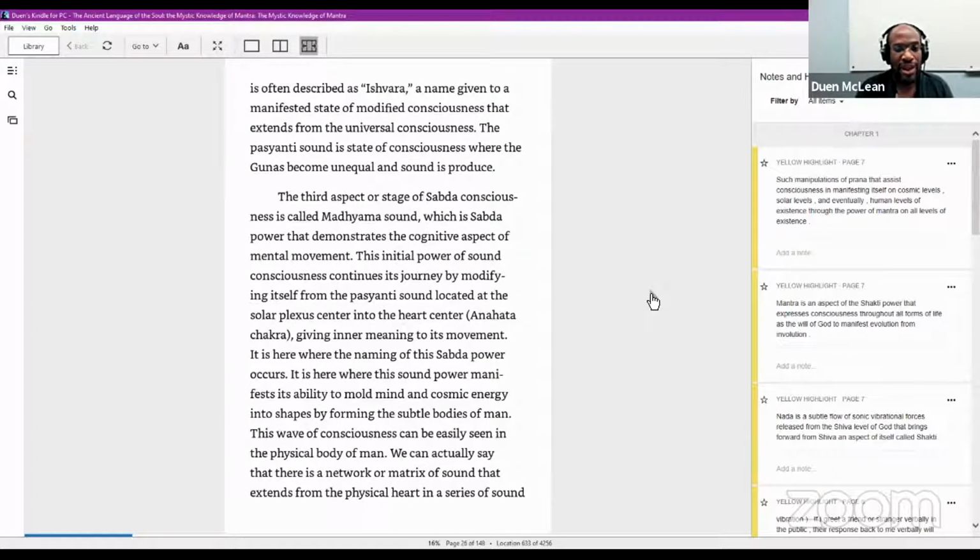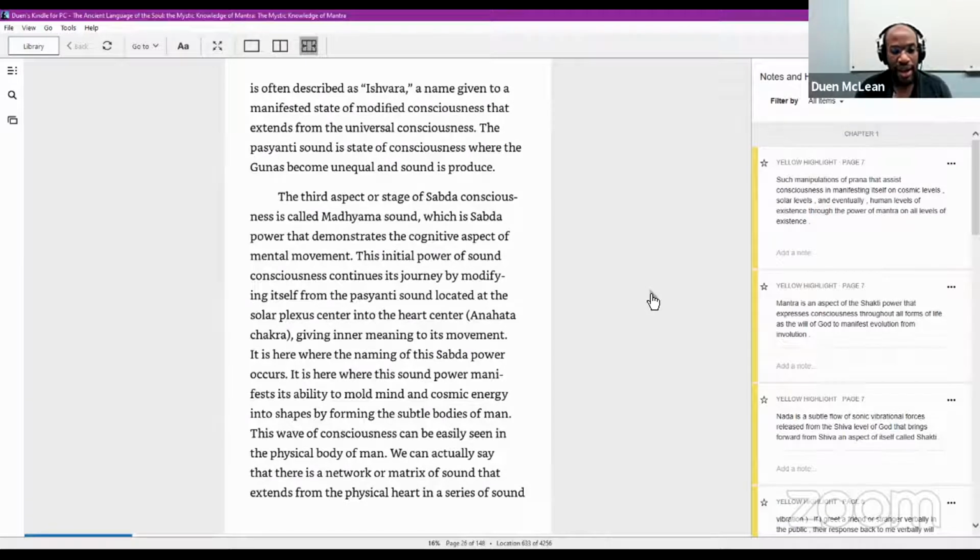The third aspect or stage of Sabda consciousness is called Madhyama sound, which is Sabda power that demonstrates the cognitive aspect of mental movement. The initial power of sound consciousness continues its journey by modifying itself from the Pasyanti sound located at the solar plexus center into the heart center, the Anahata chakra, giving inner meaning to its movement. It is here where the naming of this Sabda power occurs. It is here where this sound power manifests its ability to mold mind and cosmic energies into shapes by forming the subtle bodies of man.